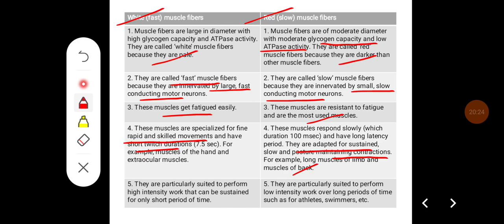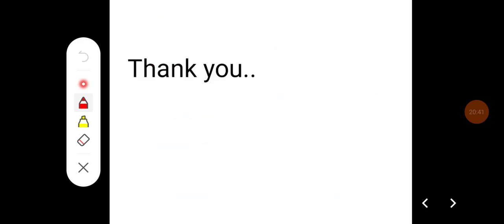White muscle fibers are particularly suited to perform high intensity work that can be sustained for only a short period of time, whereas red muscles are suited to perform low intensity work over a longer period of time, such as for athletes and swimmers. So this is in brief about the skeletal muscle.